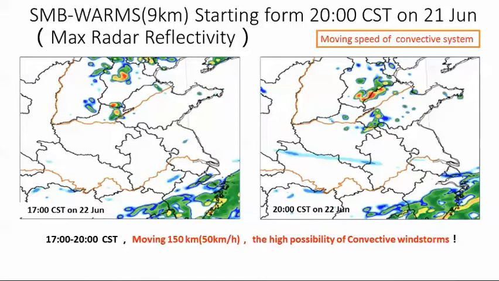Also, let's move to the moving speed of convective systems. These are the same two images. From 17 o'clock to 20 o'clock CST, we calculate the moving speed of the convective systems. It is almost 50 kilometers per hour. So this high speed indicates a high possibility of convective windstorm.